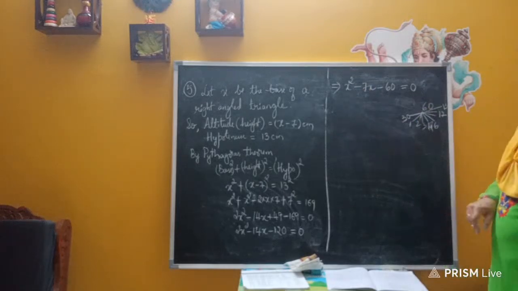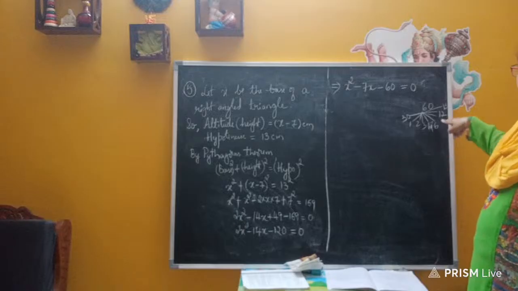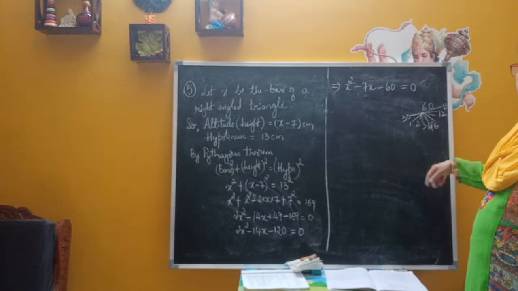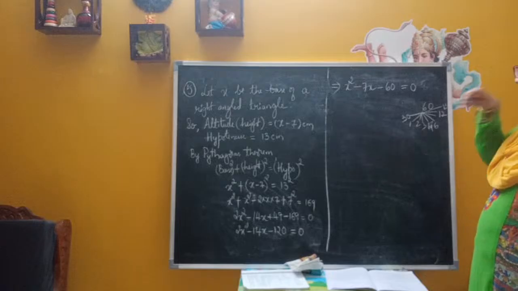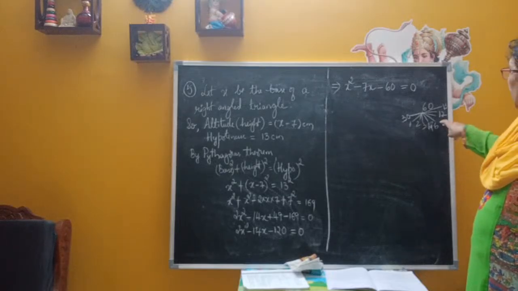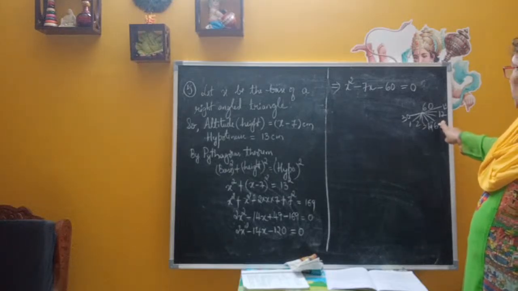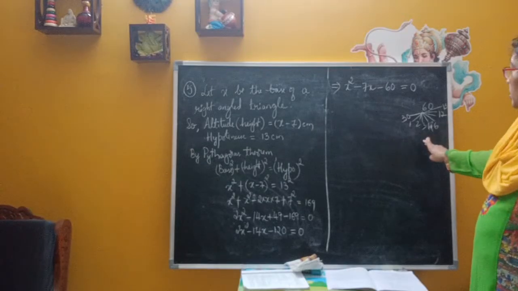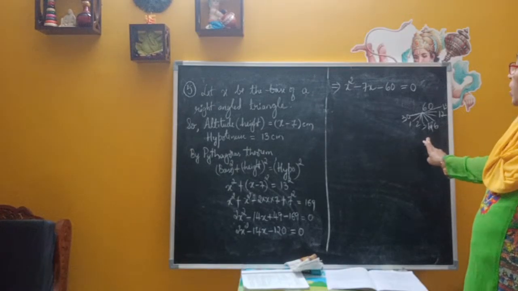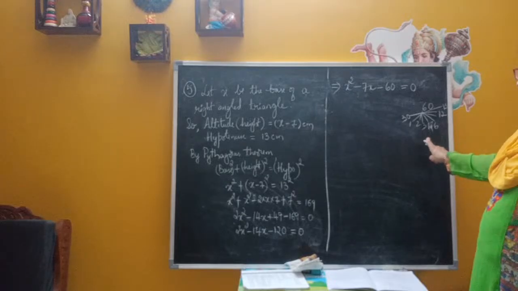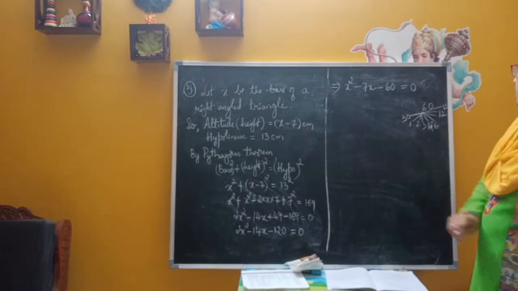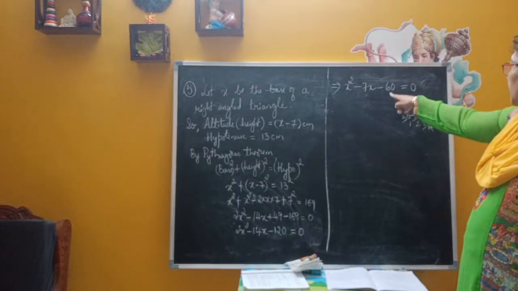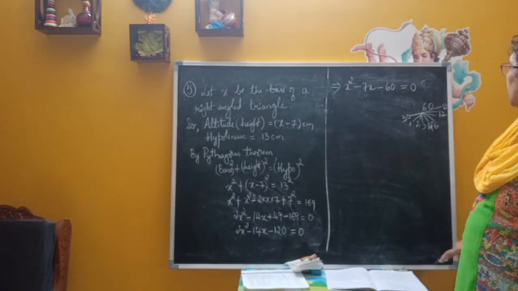Which one do you take now? 12 and 15 is not possible. Then which one do you take? 15 and 4. 15 fours are 60. 15 minus 4, how much do we get? 11. It is also not possible. Which two factors do you take? Check now. 32, 60, not possible.